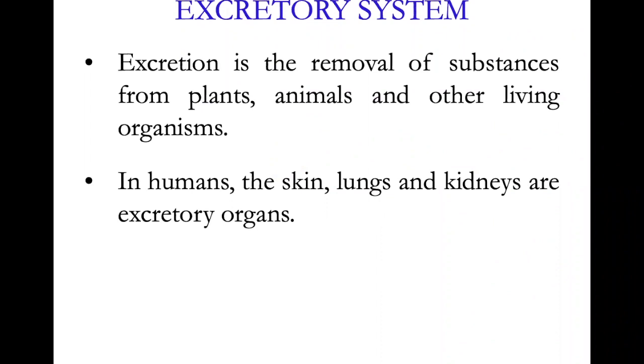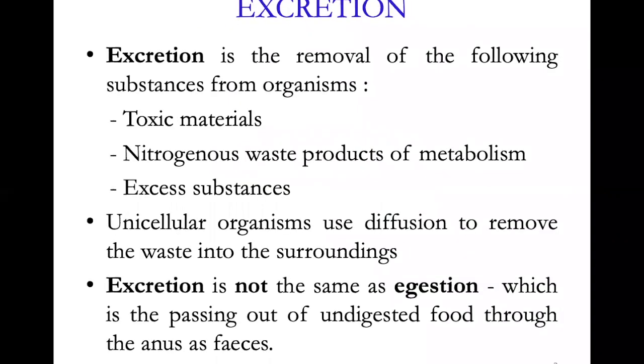Excretion is the removal of substances from plants, animals and other living organisms. In humans, the skin, lungs and kidneys are the excretory organs. Excretion is the removal of toxic materials, nitrogenous wastes, and excess substances. Unicellular organisms use diffusion to remove waste into the surroundings.